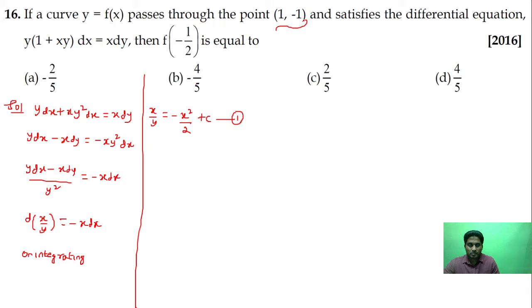It is passing through the point 1 comma minus 1, right? You put x equal to 1, y equal to minus 1. So you get 1 upon minus 1, so that is minus 1 is equal to minus 1 by 2 plus c. So c is equal to minus half.